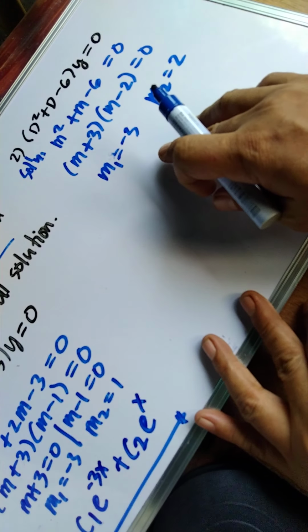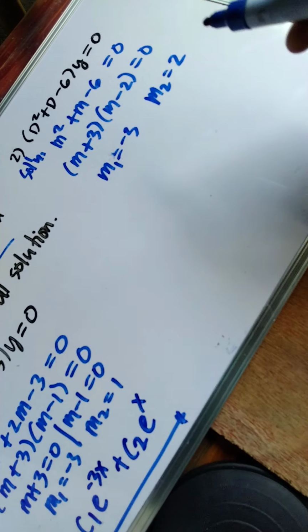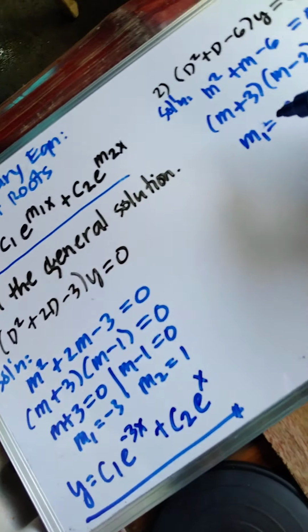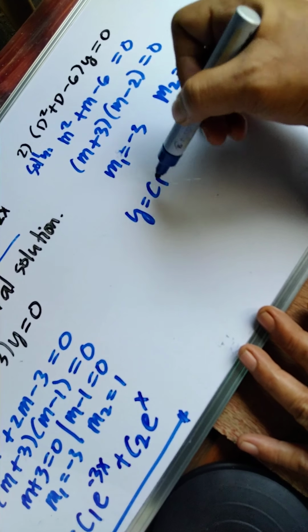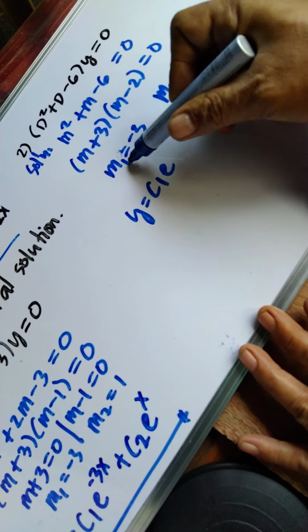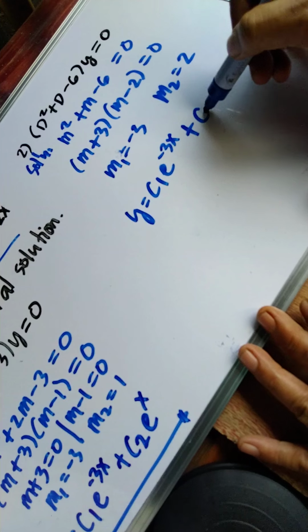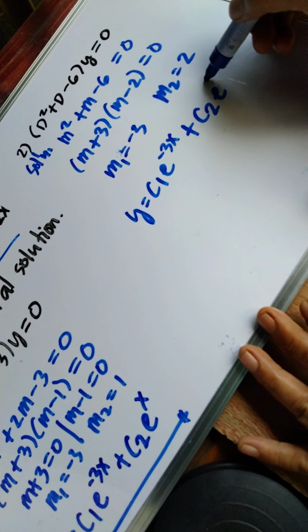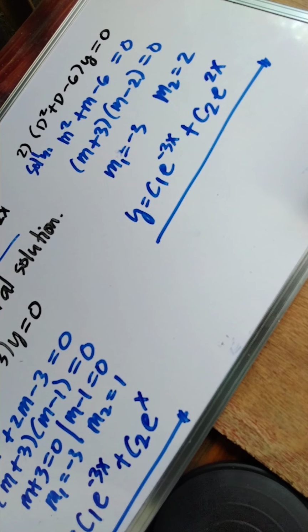So we now have two unequal real roots. If we go back to the form of the solution, y is equal to c sub 1 times e to the power of, what is the value of m sub 1? That is negative 3, so negative 3x, plus c sub 2 times e to the power of, the value of m sub 2 is 2, so 2x. That's all for today.